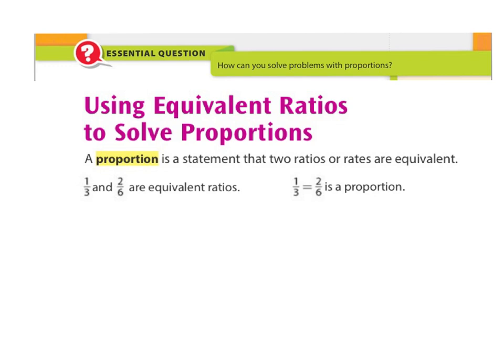A proportion is a statement that two ratios or rates are equivalent. So 1 to 3 and 2 to 6 are equivalent ratios. So 1 to 3 equals 2 to 6 is a proportion. Here's another example. We can say 1 to 2 is a proportion with 5 to 10. These are equivalent ratios, so they form a proportion.